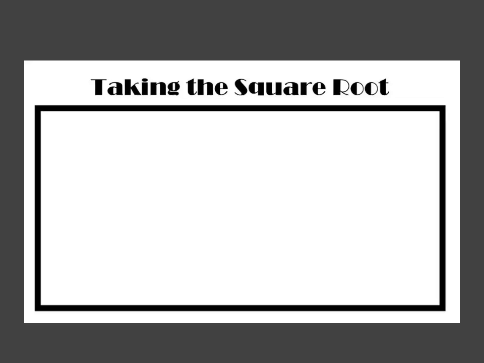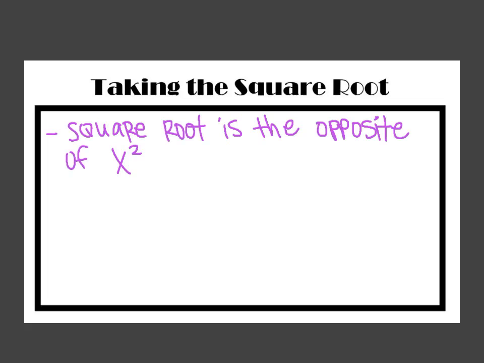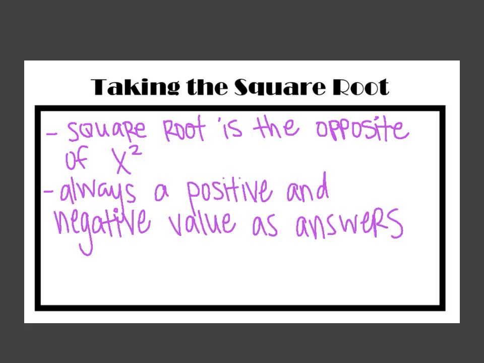This video is about solving quadratics by taking the square root. So what you need to know before we begin is what I mean by taking the square root. Now, the reason why we take the square root is because the square root is the opposite of x squared. Another thing that you need to know is that when you take the square root, you're always going to have two answers. And these two answers will be the same number, but one of them will be positive and one of them will be negative.